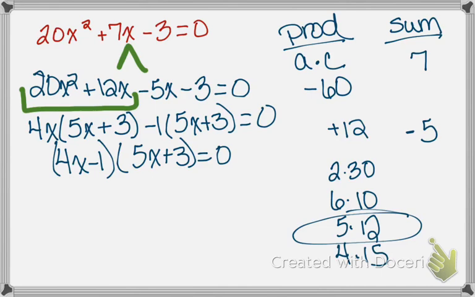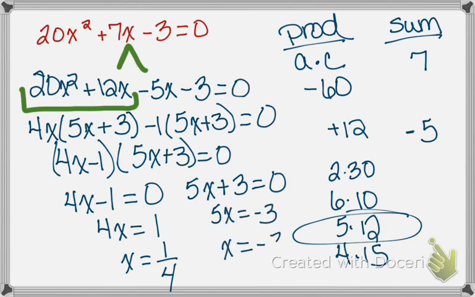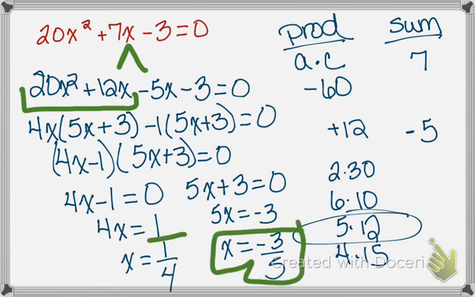Okay, and then my next step is to set each one of them equal to 0. So I have 4x minus 1 equals 0. 5x plus 3 equals 0. Okay, and as I solve this, I get x equals 1/4. Okay, and then x equals negative 3/5.